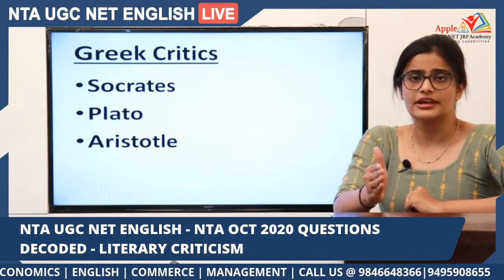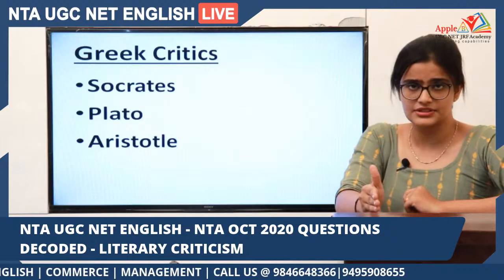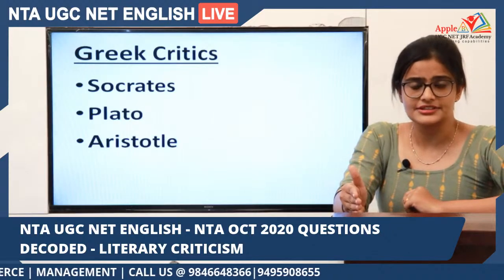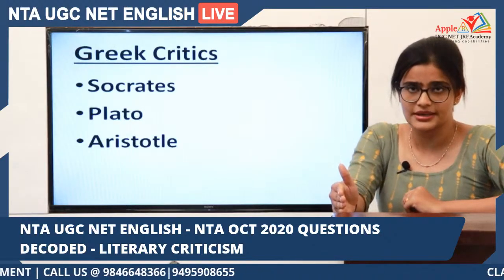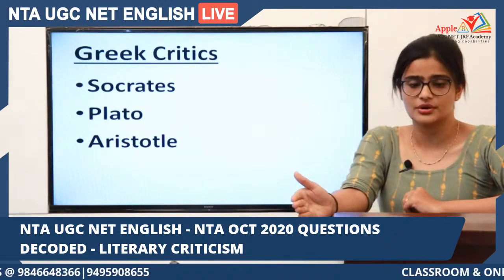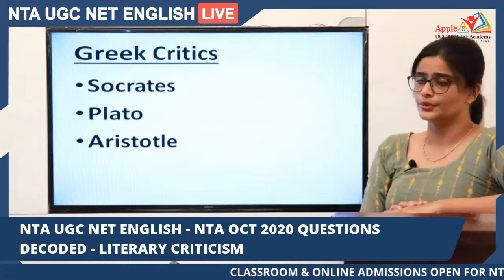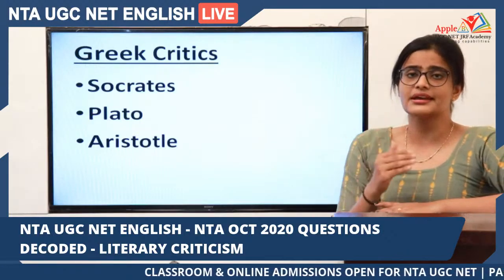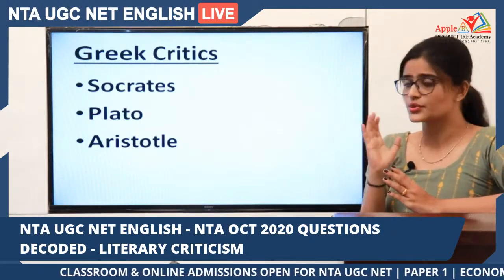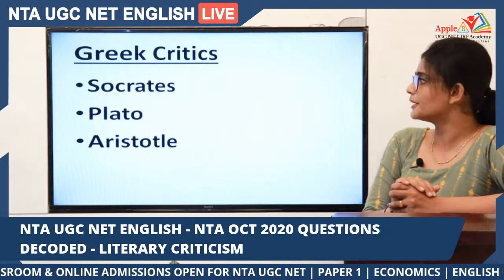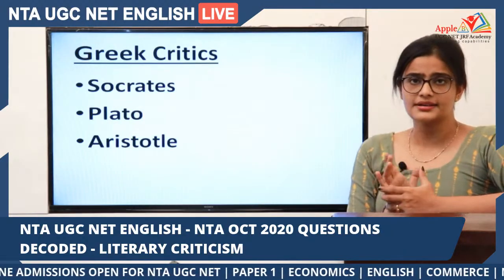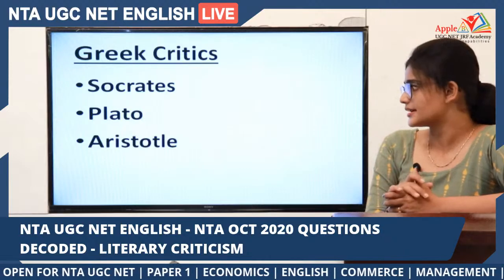Coming to England, we have the Middle Age critics, which begins with Philip Sidney. Then we have the Enlightenment Age critics, Romantic Age critics, and Victorian Age critics. These are some of the important writers that we have to look at. Now coming to the Greek critics, these are the three you have to remember: Socrates, Plato, and Aristotle.